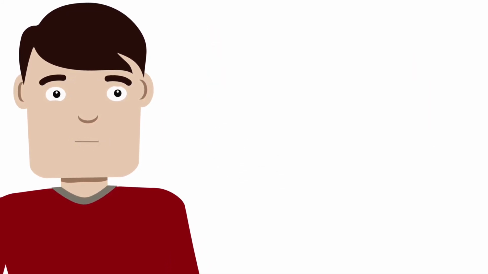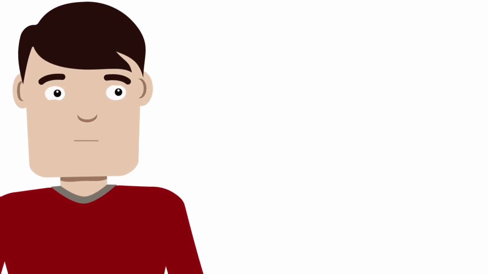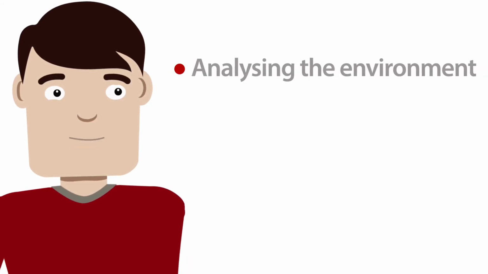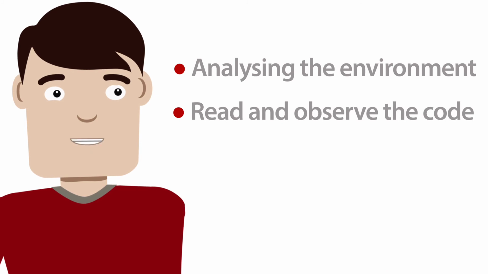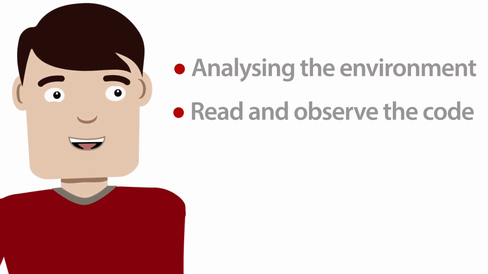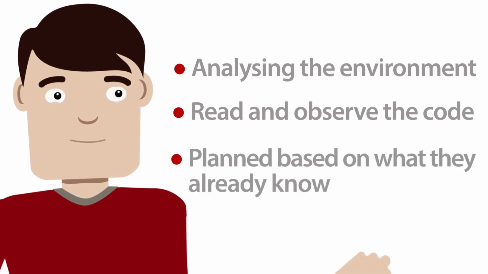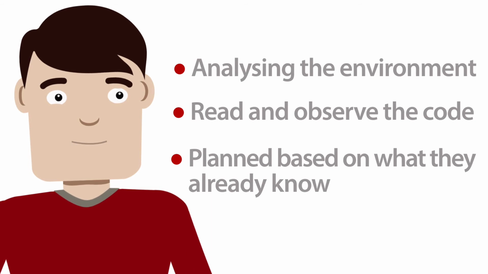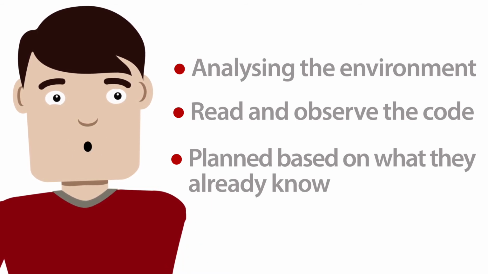Therefore, by the time pupils come to code themselves, they have gone through a process of analysing the environment, have had a chance to read and observe the code and syntax they will need, and the opportunity to have planned based on what they already know. At this point, they are truly ready to code independently, with real understanding and be able to make that transition with purpose.